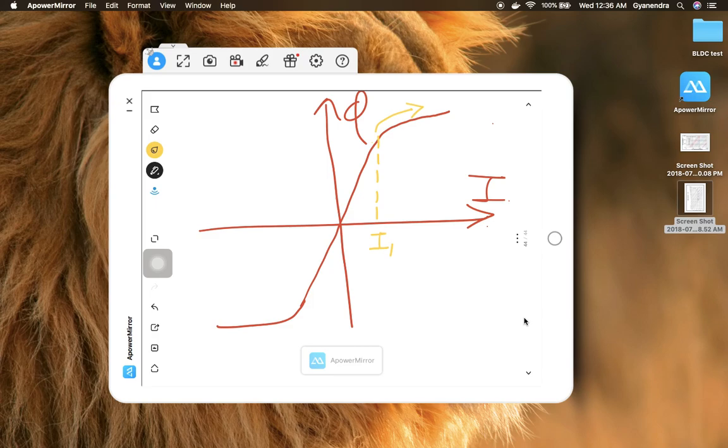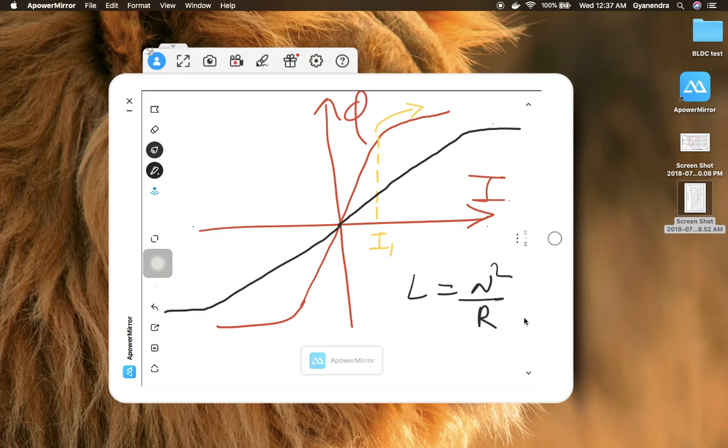So what happens if you introduce an air gap? After introducing the air gap, the slope of the phi-I characteristic reduces, and it goes like this. So basically, the slope of the phi-I characteristic is reduced. That means inductance has reduced. If inductance has reduced, we already know that L is equal to N squared by R. That means reluctance has increased. So this is with air gap.